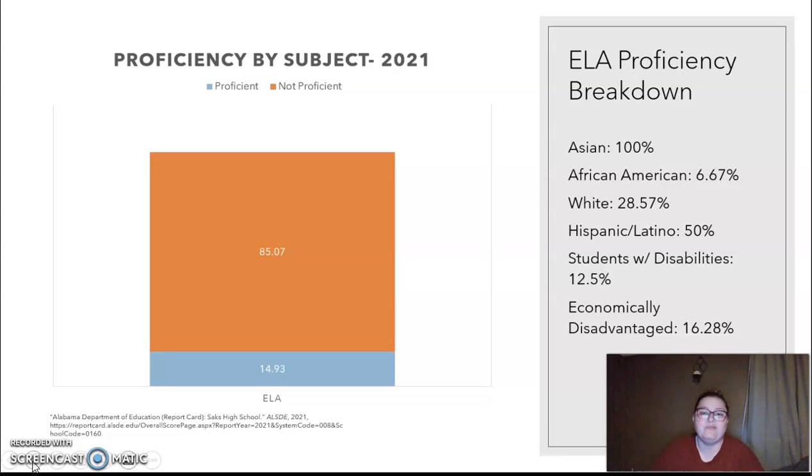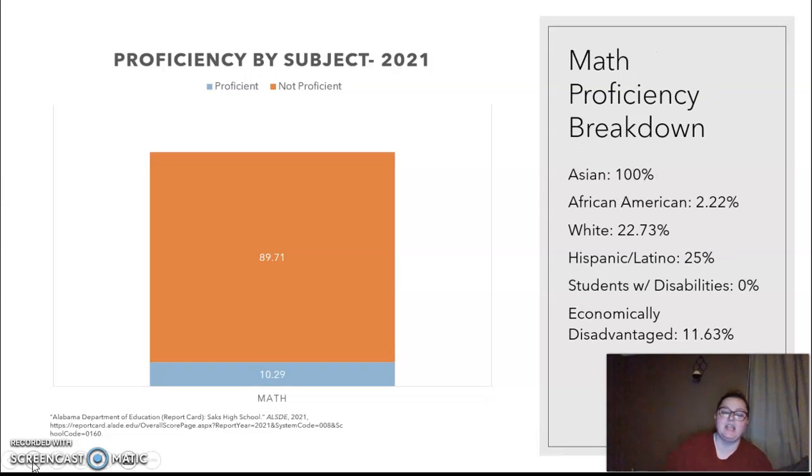Only 12.5% of our students with disabilities are considered proficient in English language arts, and only 16.28% of our economically disadvantaged students are considered proficient in English language arts.